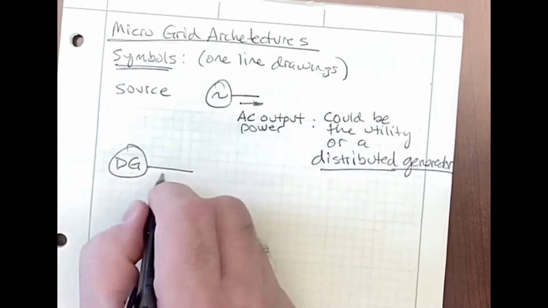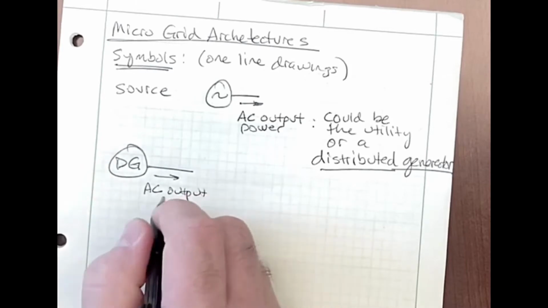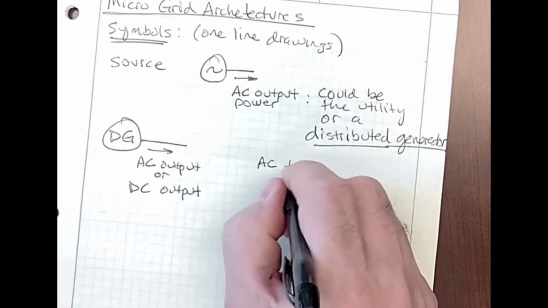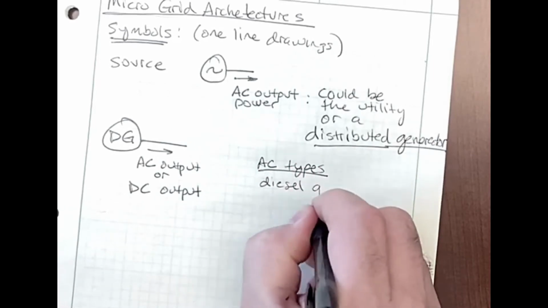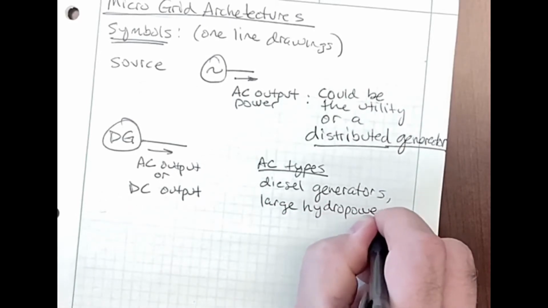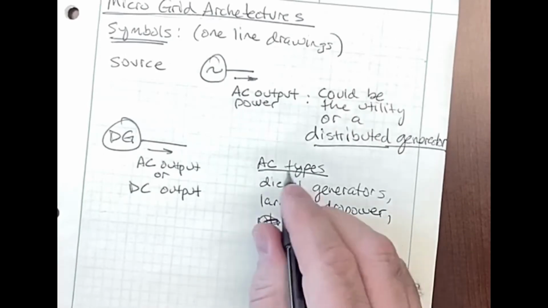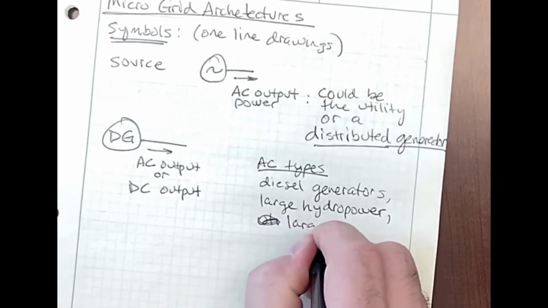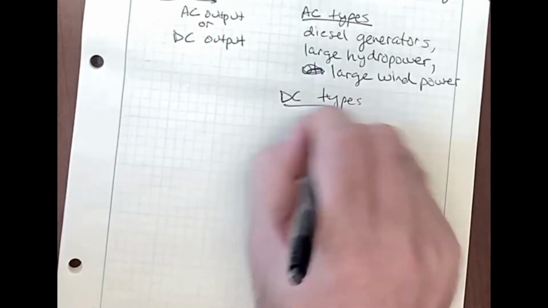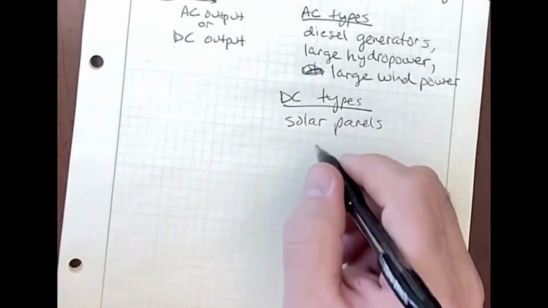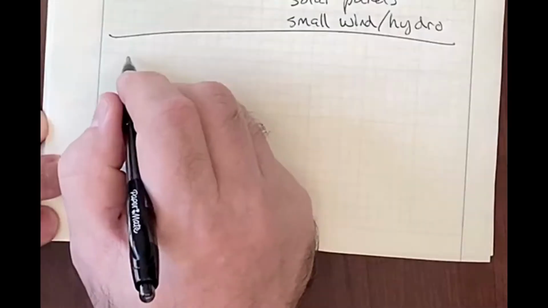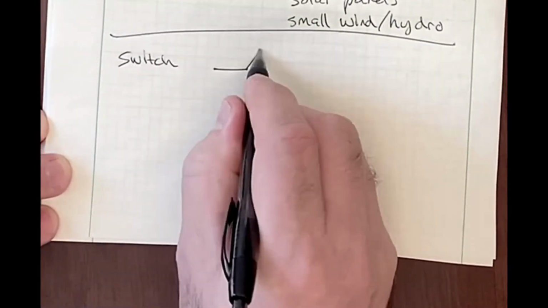Now, this could be a utility, or it could be a distributed generator. So we're going to use DG for a distributed generator, and a distributed generator could have an AC output or a DC output, depending on what type it is. For example, some of the AC output types would be a diesel generator. DG also stands for diesel generator. The larger hydropower and the larger wind power turbines also have AC outputs, but DC outputs are well, solar panels are all DC output, and also small hydropower and small wind power often convert to DC first.